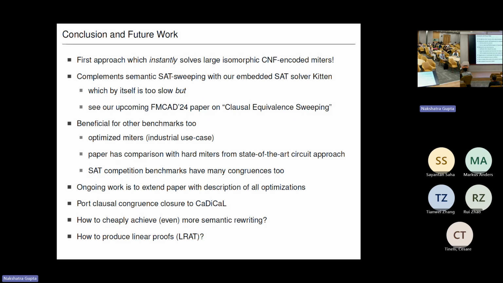There are quite some optimizations going on. It complements this semantic sweeping. This is more similar to what these commercial tools, or probably the ABC tool, are doing. But I refer to the FMCAD paper for that.